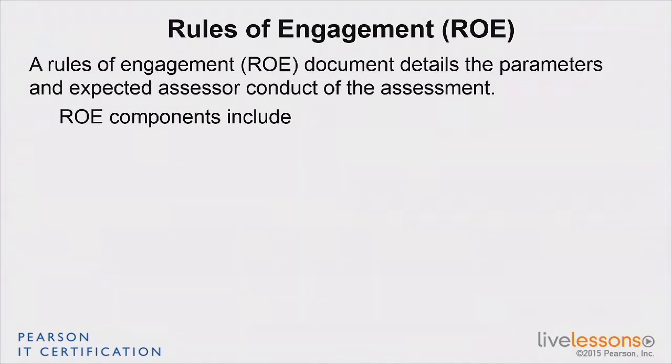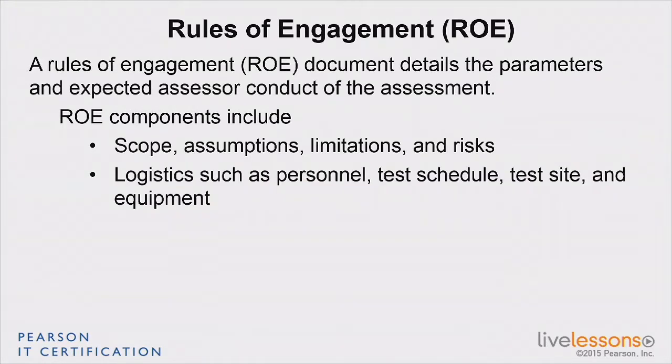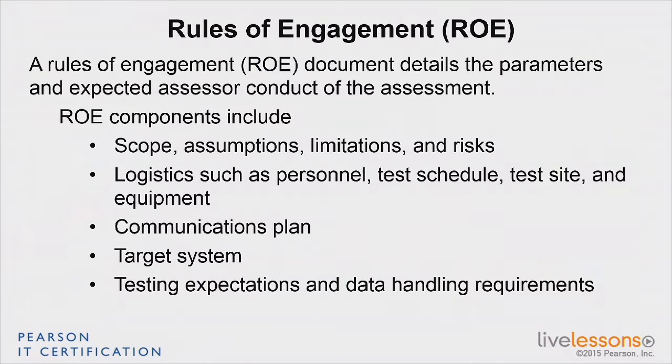So rules of engagement components will include the scope, any assumptions that are being made, any limitations, and the risks, logistics, such as personnel, the test schedule, the test site, and equipment, the communications plan, what the target system is and the target system boundaries, and the testing expectations and data handling requirement. All of those should be clearly documented in the Rules of Engagement document, as well as who the findings should be reported to.